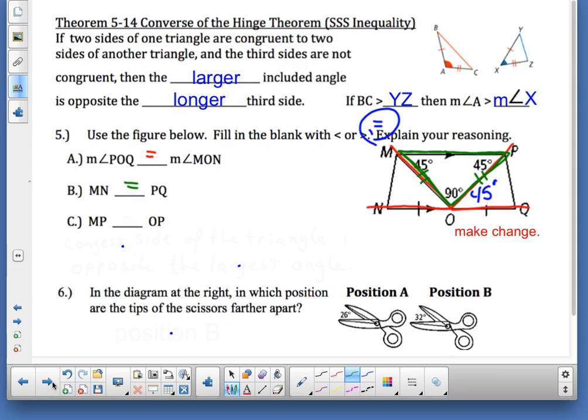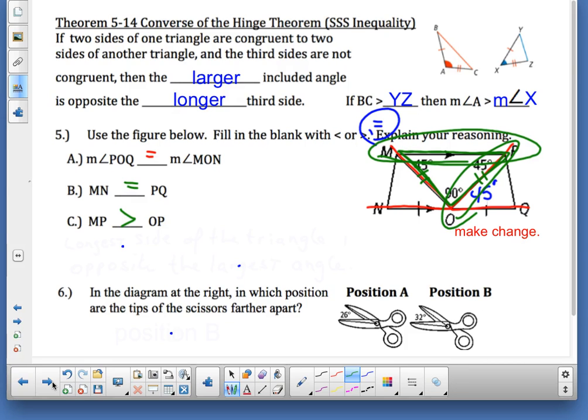Now I'm looking at MP and OP. MP happens to be the hypotenuse of that right triangle, and OP happens to be a leg of that same right triangle. Because one's the hypotenuse and one's the leg, I know that the hypotenuse is bigger, but more specifically from yesterday's class, the length MP is opposite the 90 degree, and the side OP is opposite the 45. Since 45 is smaller than 90, OP is smaller. Okay, and that's what we should do.